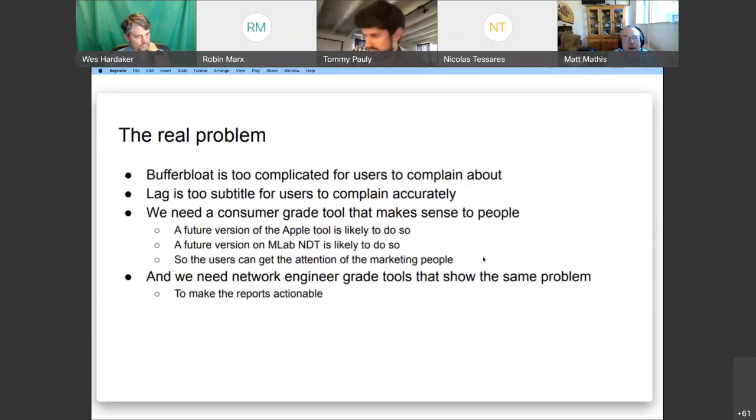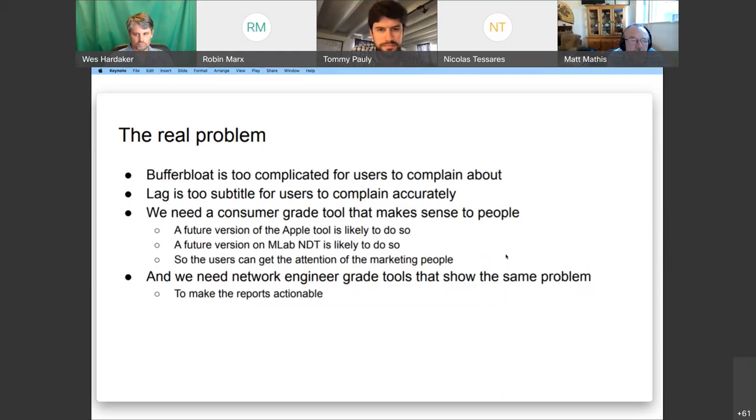One more. The real problem is I want a responsiveness metric that is exposed. I think part of the reason why we haven't solved the buffer bloat problem is because it requires too much knowledge for people to make sense of it. And there's not good lag metrics in most applications. There are some jitter metrics in some video conferencing tools, which are a great help.